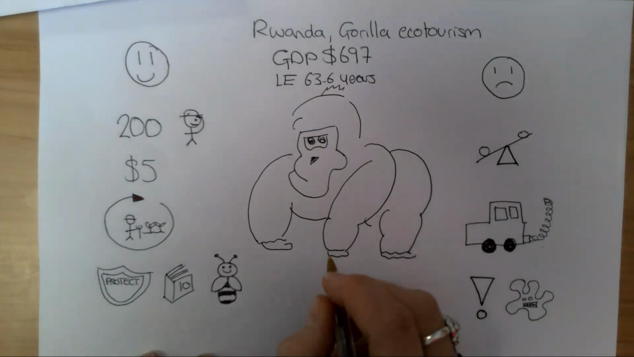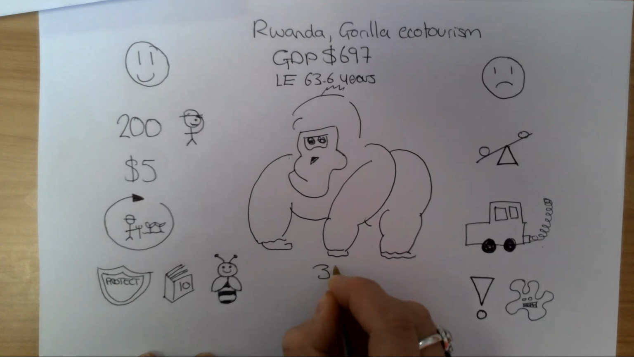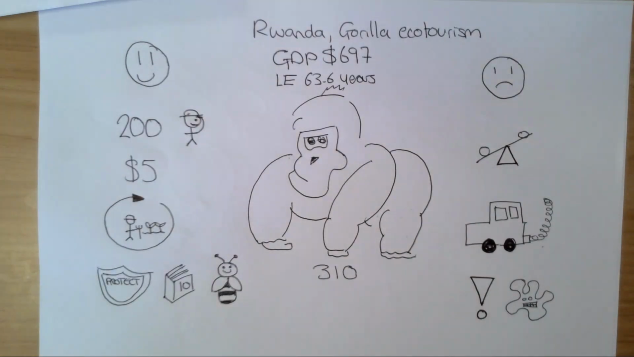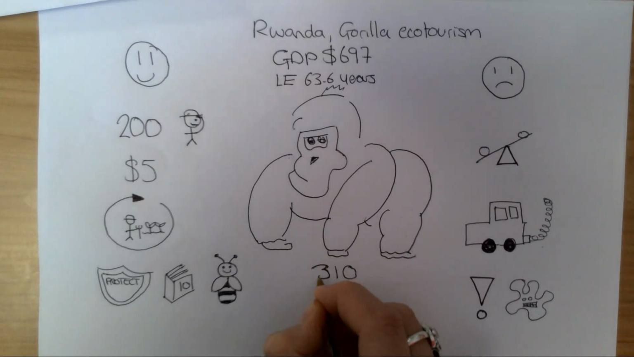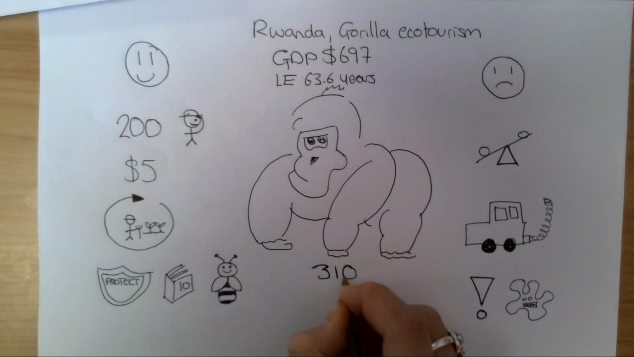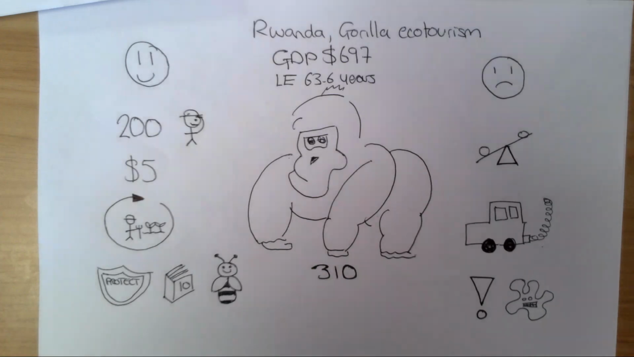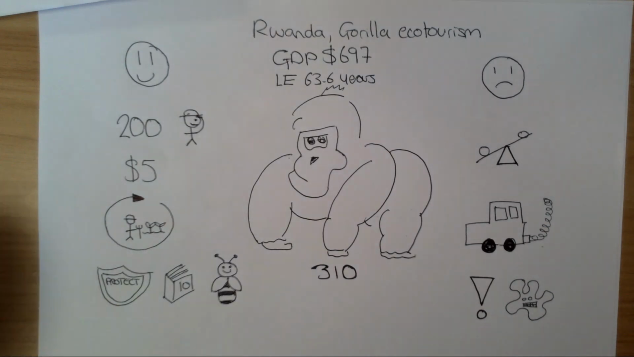There's only approximately 310 gorillas in Rwanda and neighbouring Uganda, so they are highly endangered and do require protection. But this is one strategy we can use to assess how tourism can help reduce the development gap and encourage this country to be better for their population.